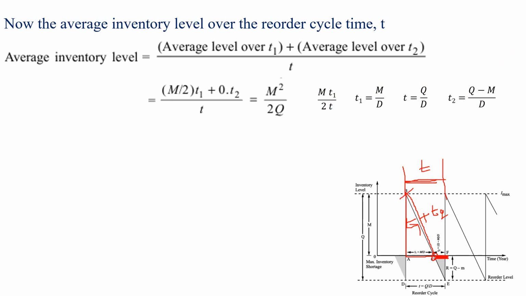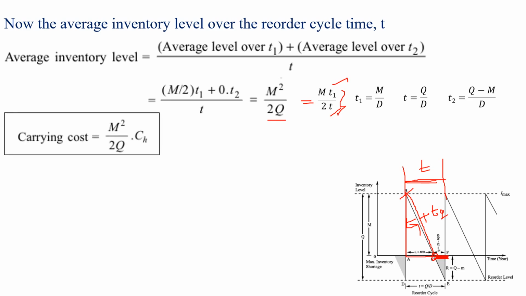So we know the values of T1 and T. Here this equation will become M by 2 into T1 by T. We know the T1 value, that is M by D, and T also we know, that is Q by D. If you substitute T1 and T here, this equation, that is the average inventory level, will become M square by 2Q.